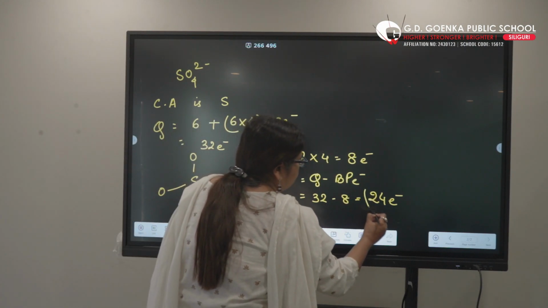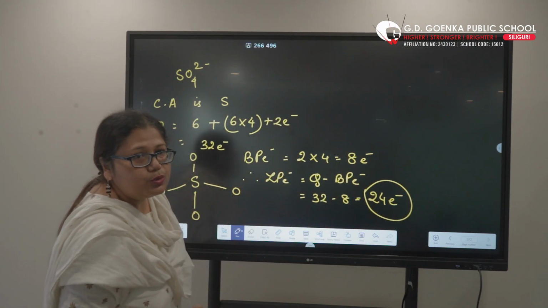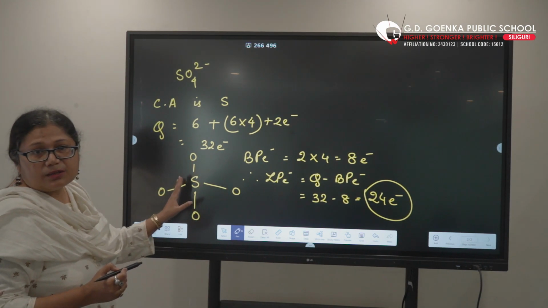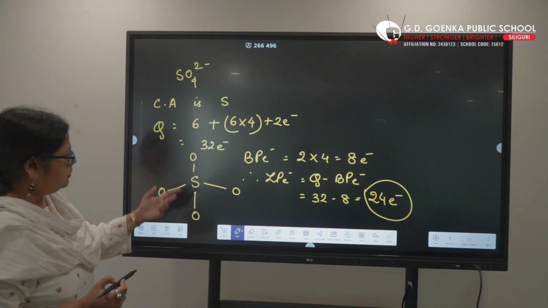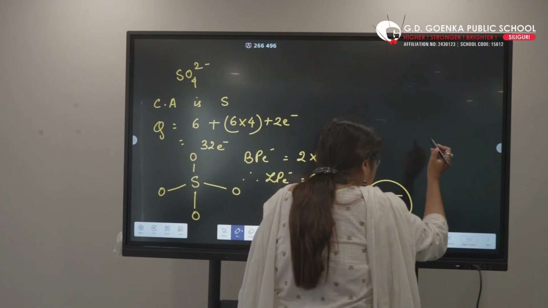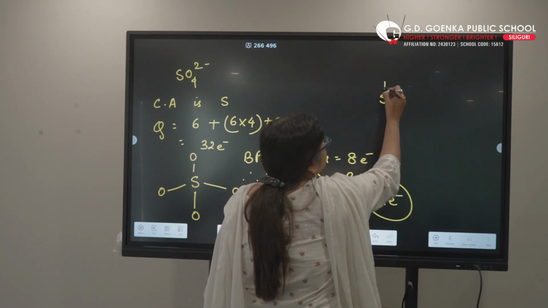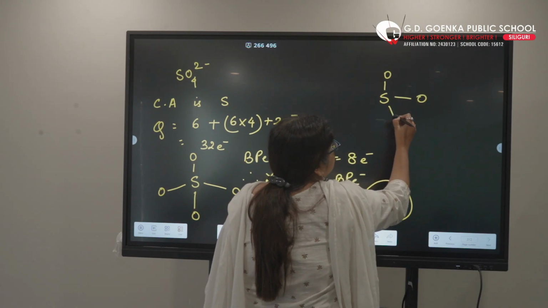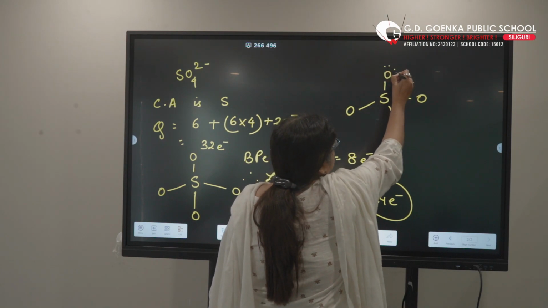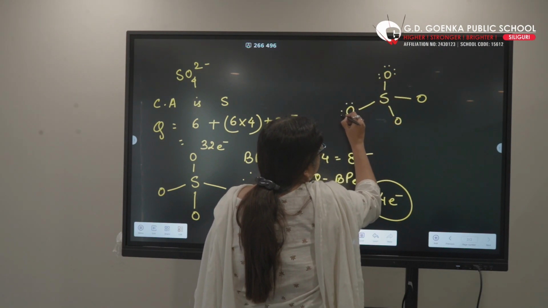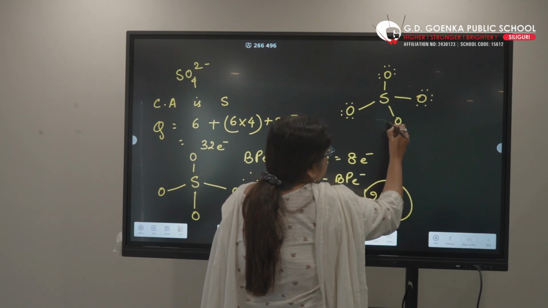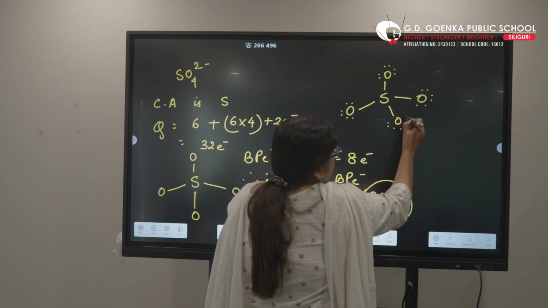Now these 24 electrons we have to utilize in 2 ways. First, satisfy the octet of the terminal atoms, right? And then the central atom. So let's see how we satisfy the octet of the terminal atoms. For sulfur, once again we'll draw the structure. 1, 2, 3, 4, 5, 6, 7, 8, 13, 14, 15, 16, 17, 18, 19, 20, 21, 22, 24.